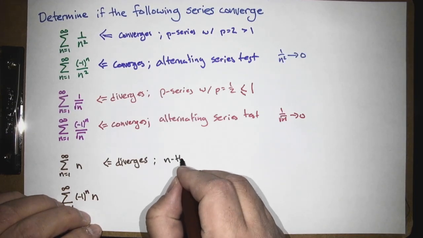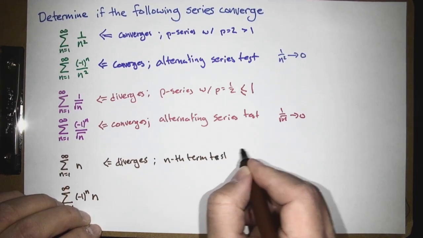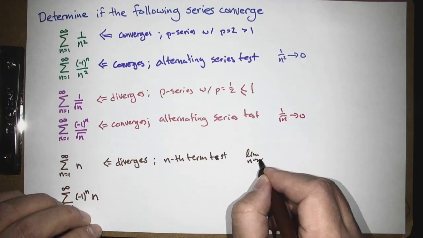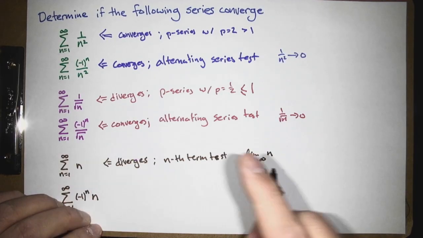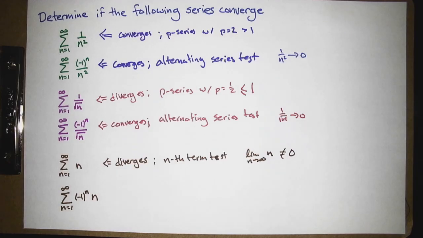What does the nth term test say? Well, the nth term test says, look at the nth term. So look, the limit as n goes to infinity of n, that's the nth term. Well, that's not 0. So it turns out if you take the numbers 1, 2, 3, 4, 5, it's not going to 0. So it has to diverge.